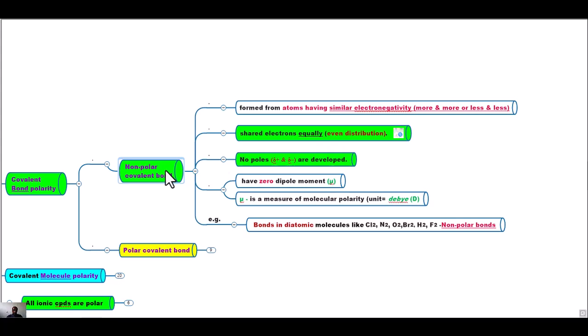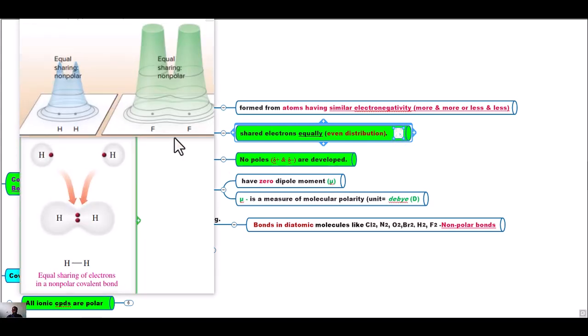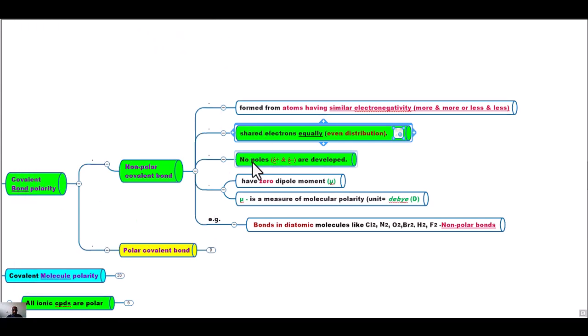For a nonpolar covalent bond, this bond is formed from atoms having similar electronegativity. It may be formed from two more electronegative atoms, or two less electronegative atoms. The shared electrons are shared equally. There is even distribution of electrons. For example, the bond between hydrogen and hydrogen, or fluorine and fluorine, has equal sharing of electrons, so there is no partial positive and partial negative. This is nonpolar. There are no poles, that is, no partial positive or partial negative developed. And nonpolar covalent bonds have zero dipole moment.